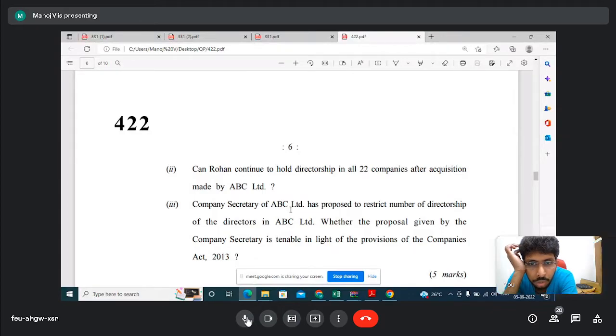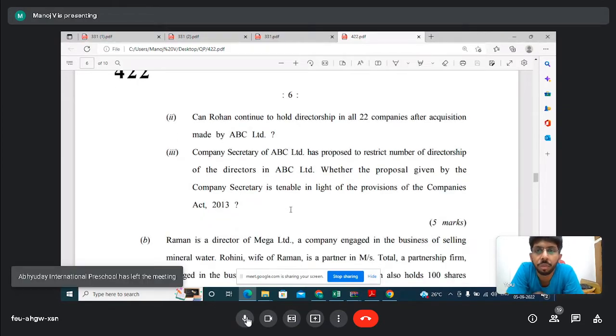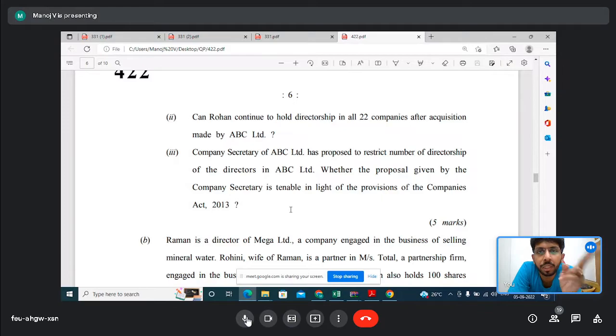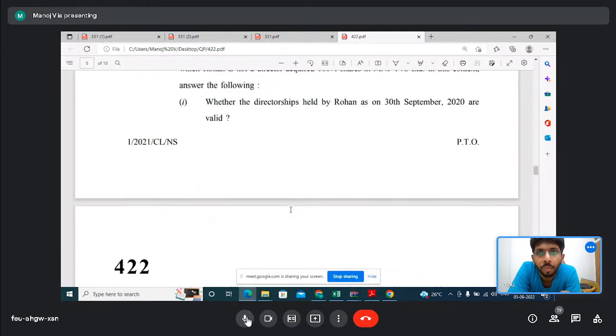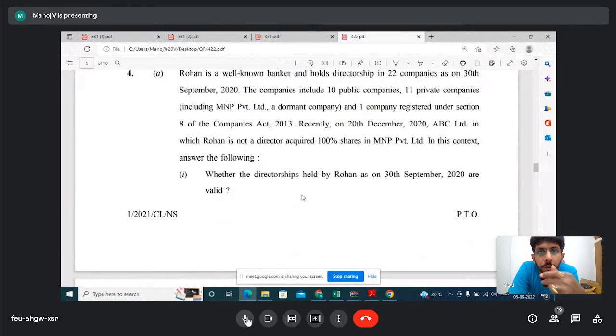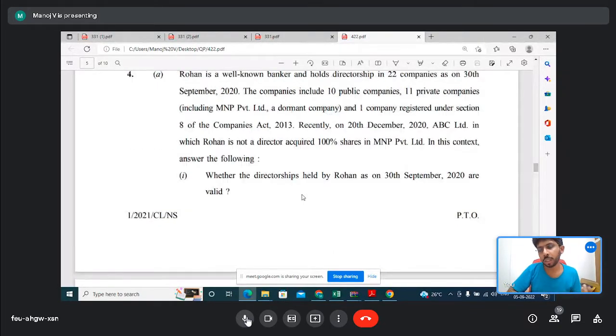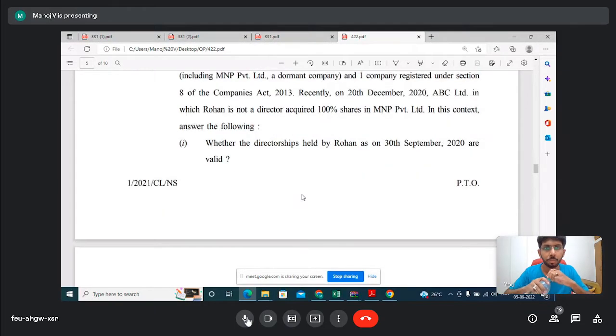Can Rohan continue to hold directorship after acquisition? Yes, he can. Because even after acquisition, it is still deemed to be a public company, but it's still a dormant company only. Yes, it is dormant and he is not holding any directorship there. So because he doesn't belong to ABC, he can still retain that. So the second answer also is yes. Correct, it doesn't matter for him.